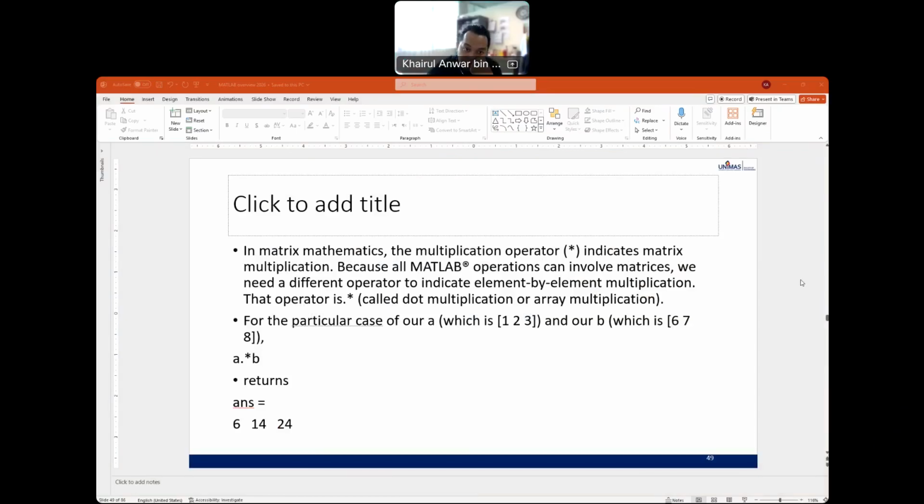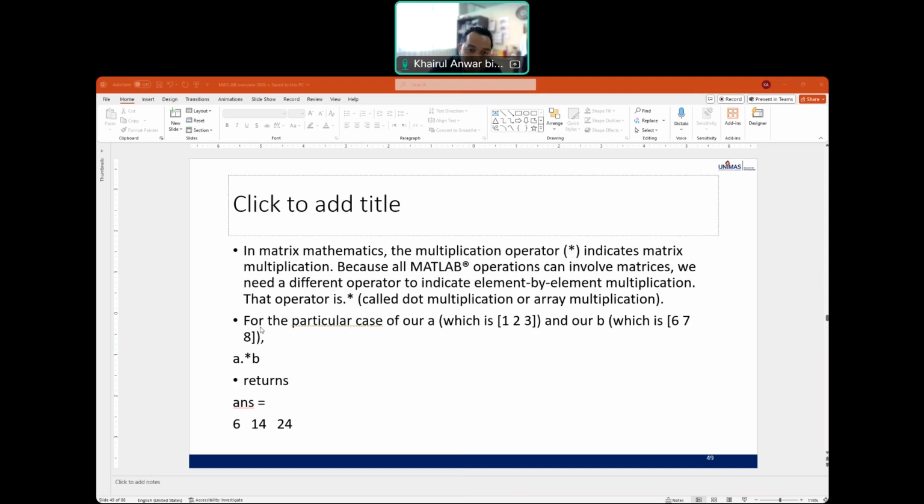So in matrix arithmetic, the multiplication operator, the asterisk, indicates matrix multiplication. Because operations in MATLAB can involve matrices, we need a different operator to make it multiplication by element. So the operator dot asterisk is an array multiplication. Both are multiplication, but the purpose is different.